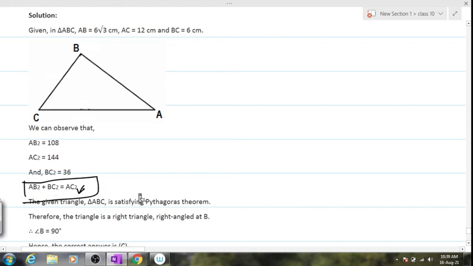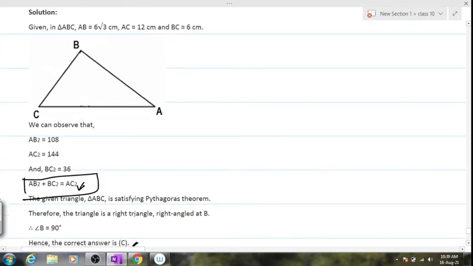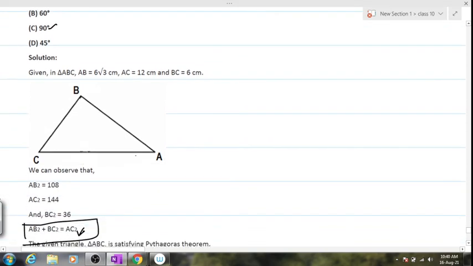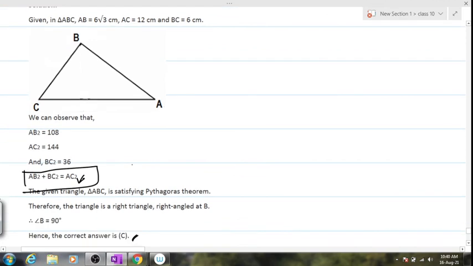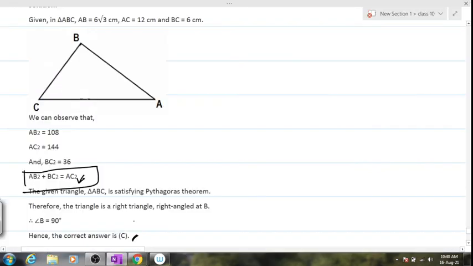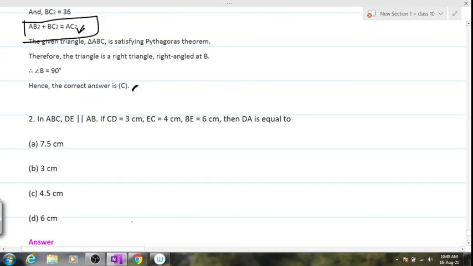Is it clear? Yes sir or no sir? Question number 17. Is it clear to everyone? Yes or no? When you apply Pythagoras theorem, you see the longest side is equal to the sum of squares of the next two. Clear? Option number C is your answer, where angle B happens to be 90 degrees. Any doubts? Okay. Moving on to the next numerical. Question number 2. Try it out.